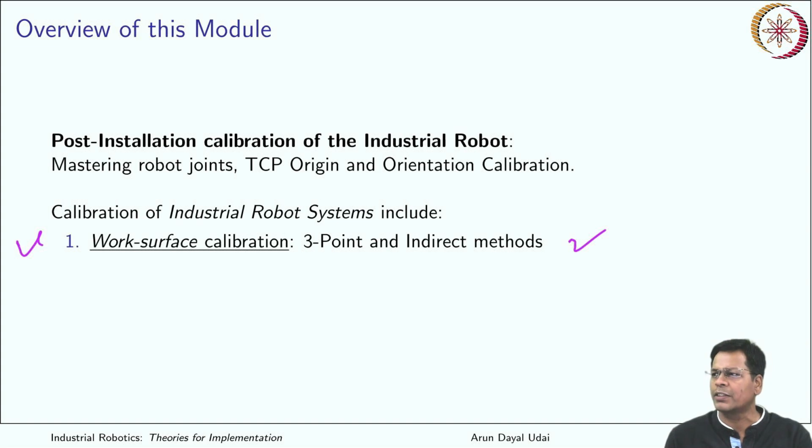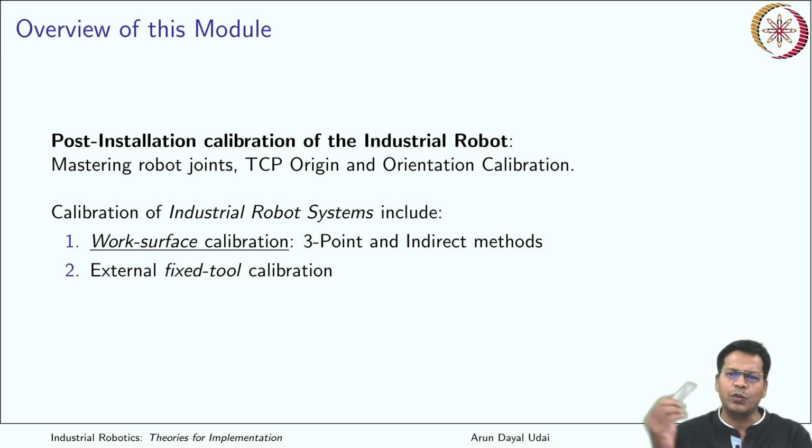We'll closely look at those techniques, and we'll be doing external fixed tool calibration, that is, any tool that is mounted in the workspace while the robot is holding the object that maybe needs to be machined. So how to handle that kind of environment where the tool is outside and the object is with the robot. That kind of calibration we'll be looking at in the second lecture of this module.